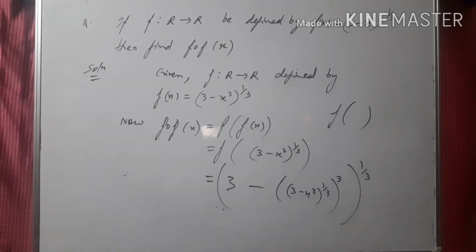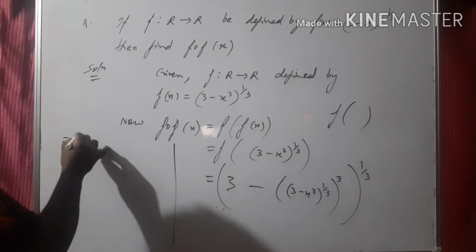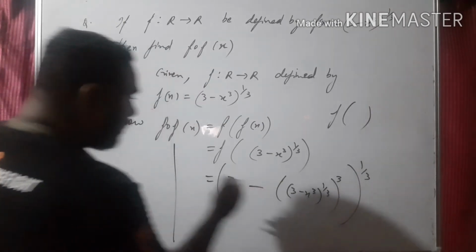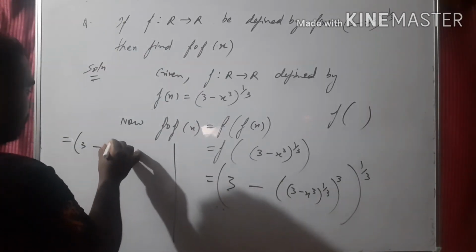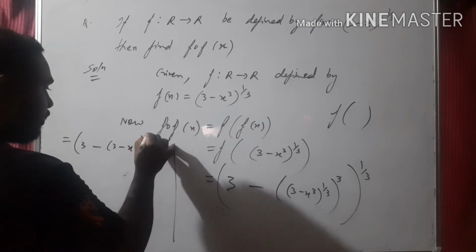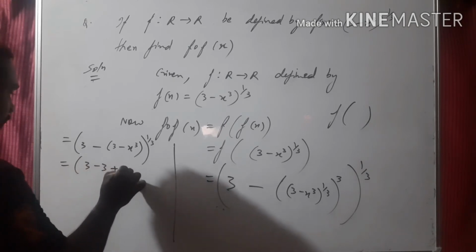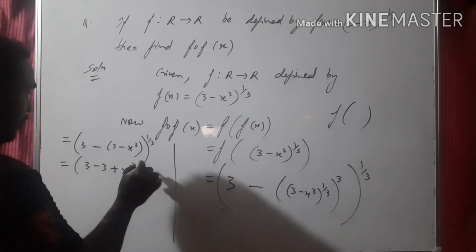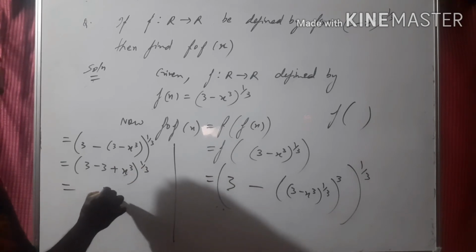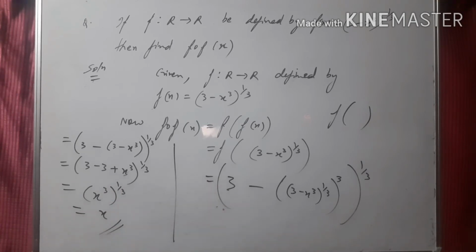Okay, so what will I get? I will get 3 minus, this 1/3 and 3 will get cancelled. I will be left with (3 - x^3) whole to the power 1/3. So it will be (3 - 3 + x^3) whole to the power 1/3. So I will get (x^3) whole to the power 1/3, which is x. So this will be the answer.